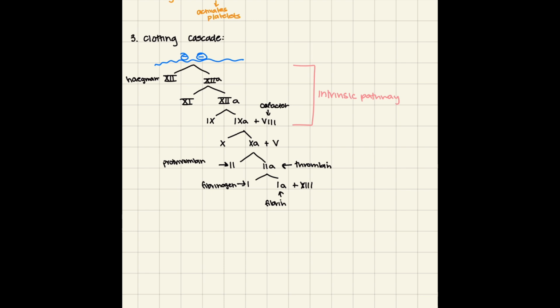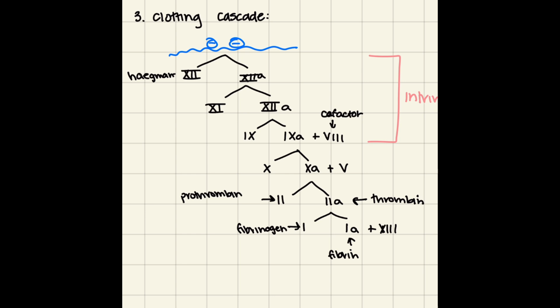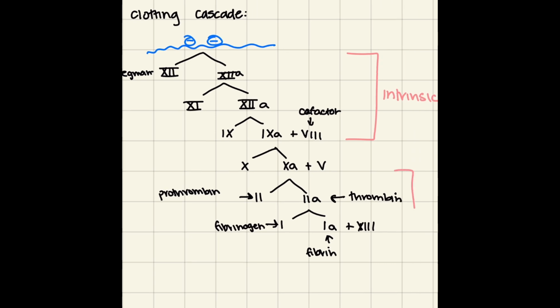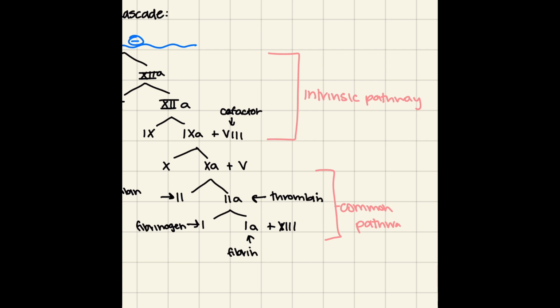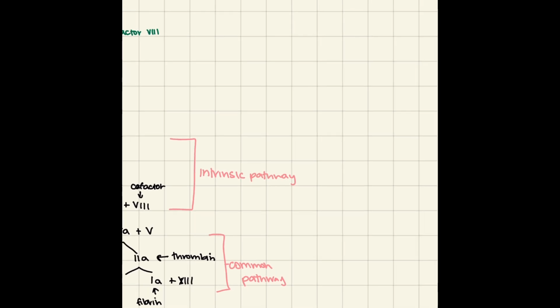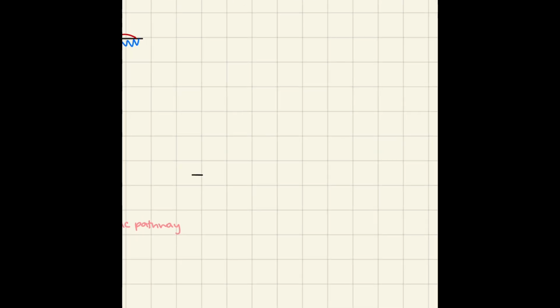So the big thing to remember there is the name of factor 12, which is the Hageman factor, and then just the order of the factors, and then the names of these factors that are named. So this part is the common pathway from factor 10 down because this is shared between the intrinsic and the extrinsic pathways. The extrinsic pathway, we start with a cell actually on the outside of the membrane.